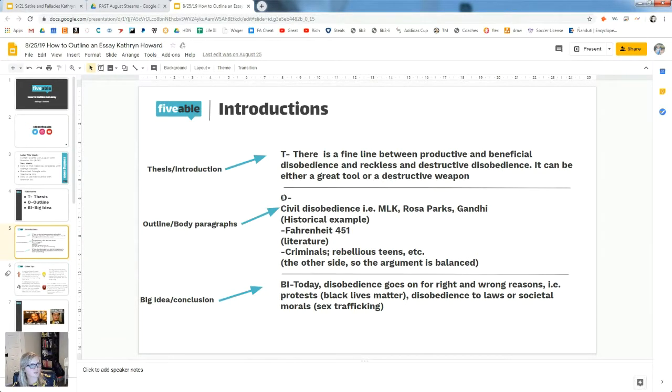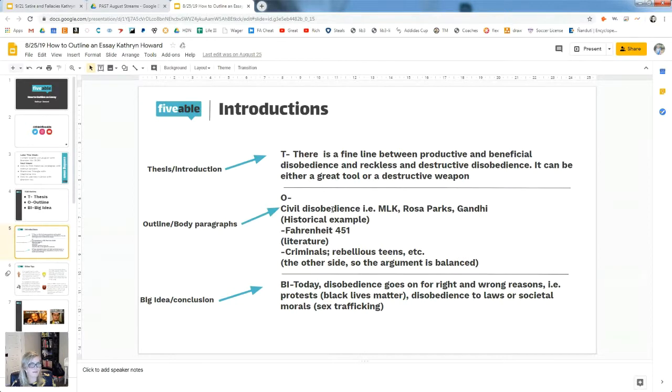But the meat of this is, when you're writing an argument essay, you want to include 3 different types of evidence typically. So for example, for this one, I included a historical example, a literary example, and a qualified example, kind of showing the other side of the story. For my historical example, I shared about civil disobedience: Martin Luther King, Rosa Parks, Gandhi.